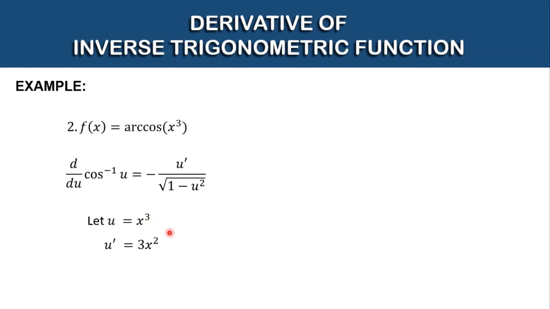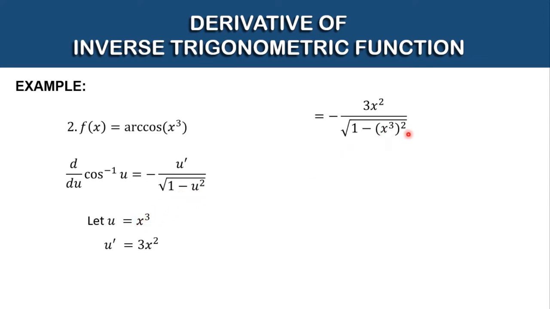And after having these two values, substitute lang natin sila dun sa ating formula. So yung u prime natin yung nasa itaas, which is 3x squared, tapos yung nasa baba, u squared, papalitan natin ng x cubed yung u. This is equal to negative 3x squared, yun yung ating u prime, over square root of 1 minus the square of x cubed. So this is u squared, yung u natin is x cubed. So substitute lang natin yun dito.